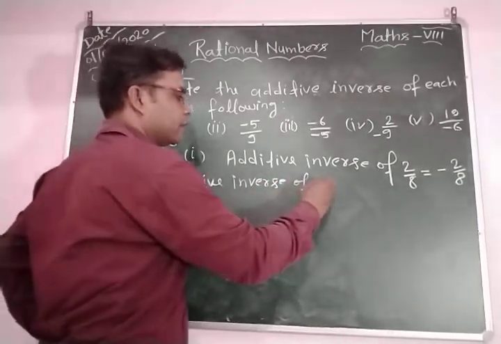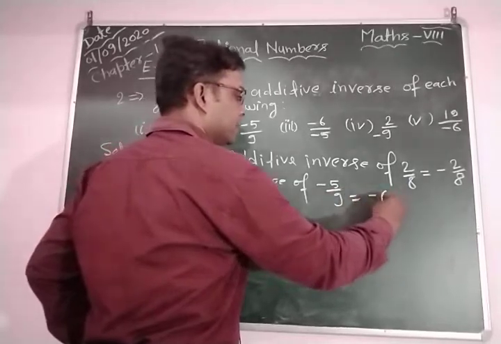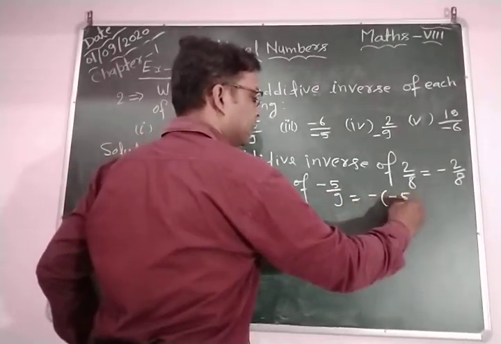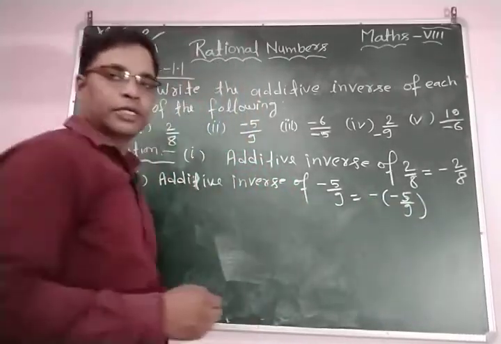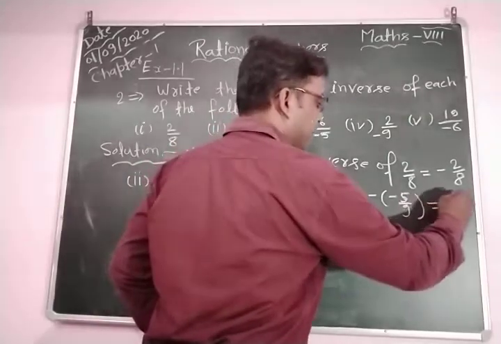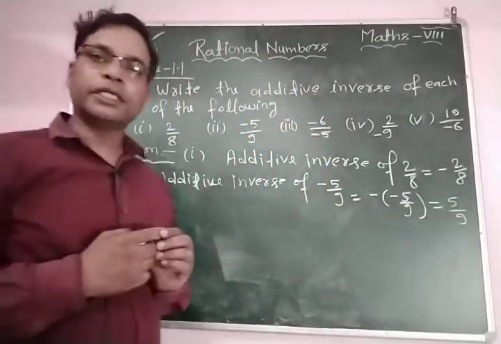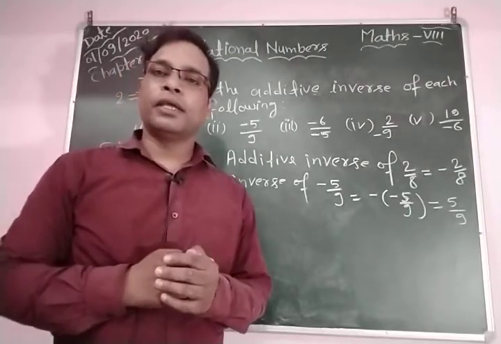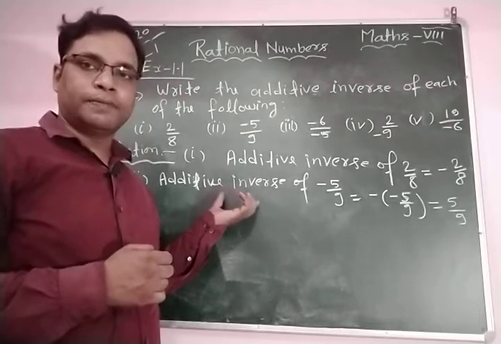of minus 5 by 9. This is equal to 5 by 9. Okay, so here minus becomes plus. So you can write it as 5 by 9. Clear? Just change the sign in the case of the additive inverse, and use the proper statement.